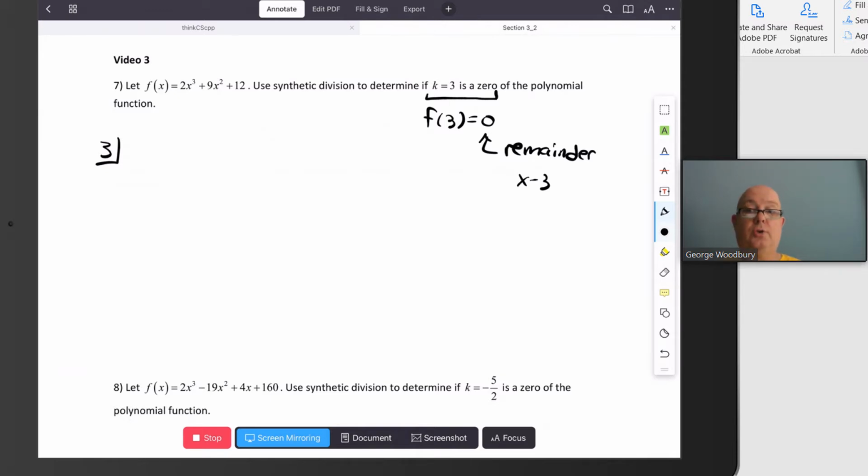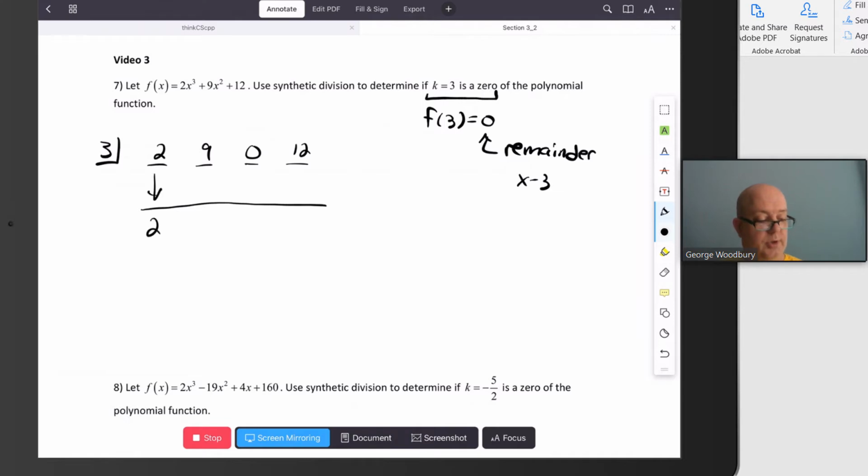The largest degree term is third degree, so that means I need 4 coefficients. 1, 2, 3, 4. The first coefficient for x cubed is 2. Now I need the x squared coefficient, which I see is 9. Then I need the coefficient for the term with x. There isn't one, so that's a 0. And then finally, the constant term, 12. Watch out for the missing terms.